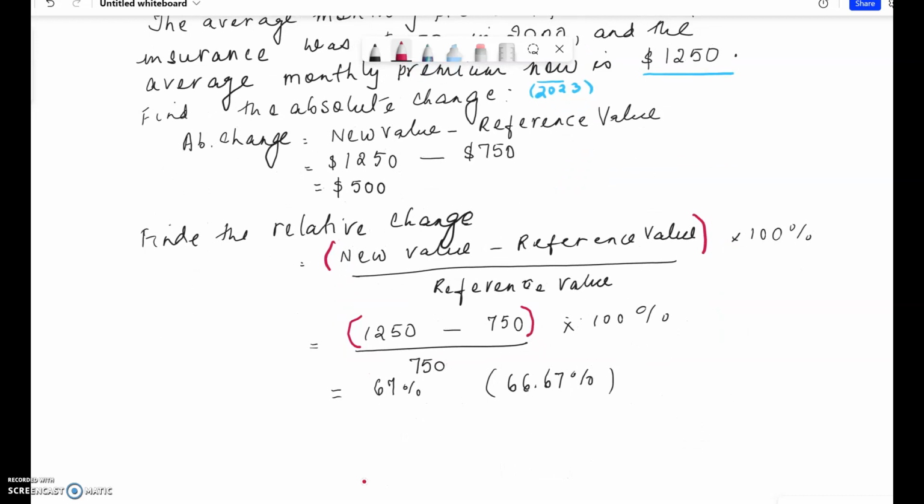So the relative change here is positive because the change is an increase in this case. So when we look at the reference value and the new value has increased with respect to the reference value, that's why it's positive. But if there was a decrease in value, the new value, then the relative change would be negative.